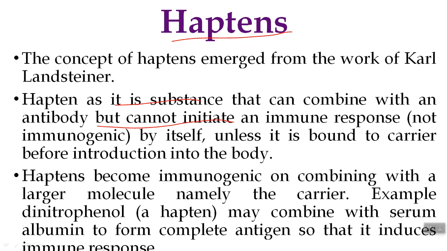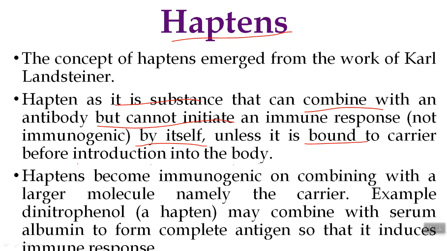They cannot activate the immune reaction, but they can combine with the products of the B cell or the T cell, or they can combine with the cellular immunity and the humoral immunity products, but they fail to activate the immune reaction by themselves. Haptens are substances that are not immunogenic, but they are antigenic, unless bound to a carrier before introducing into the host body.